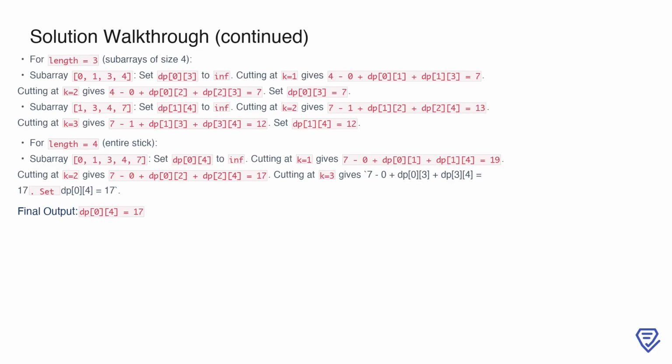Finally, for subarrays covering the entire stick, corresponding to length equals 4, we evaluate the costs of cutting at positions 1, 3, and 4 for 0, 1, 3, 4, 7. Cutting at position 1 results in a cost of 19, while cutting at positions 3 or 4 gives a cost of 17. The smallest value, 17, is recorded in dp[0][4]. Thus, the minimum cost for this example is 17.